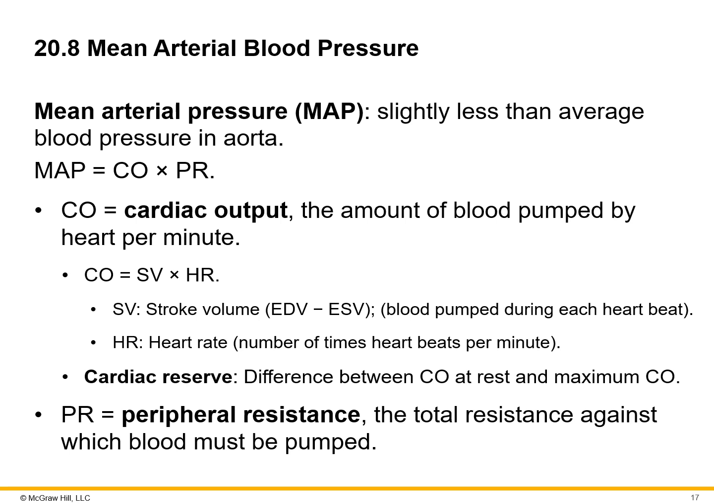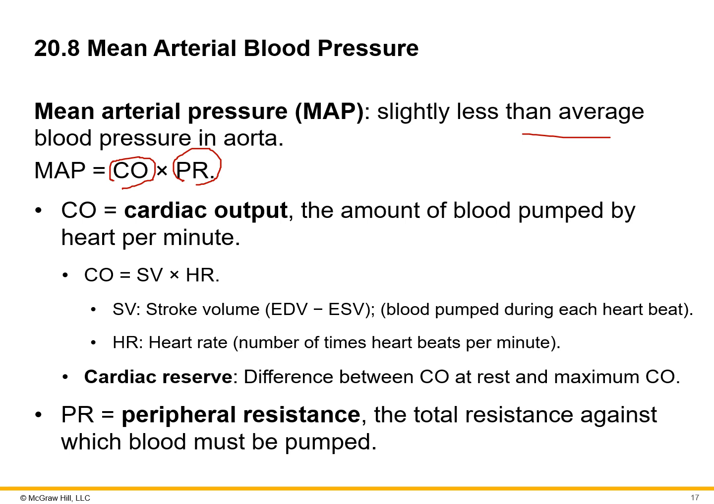All right, and then wrapping up here, talking about the mean arterial blood pressure, or the MAP. So this is slightly less than average blood pressure in the aorta. And it is measured by the cardiac output, which is CO, by that peripheral resistance, or PR. So the mean arterial pressure is calculated by multiplying the cardiac output and peripheral resistance.